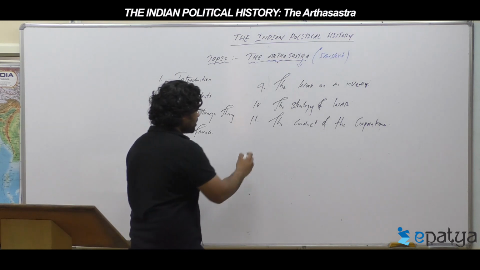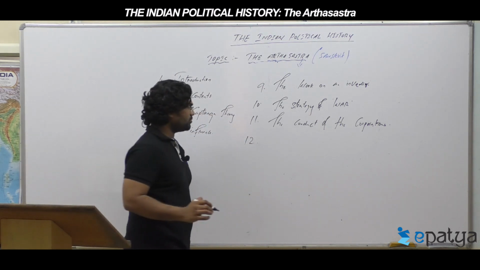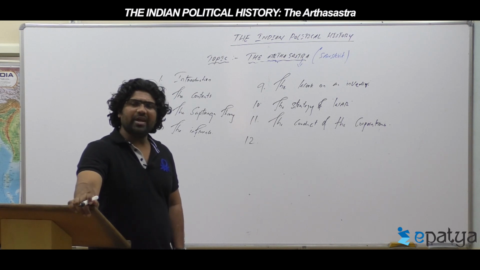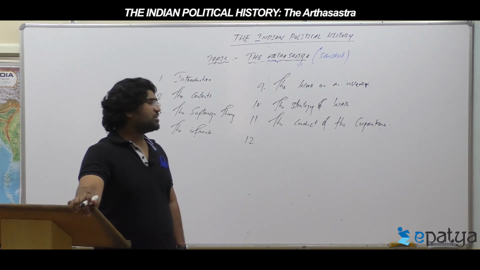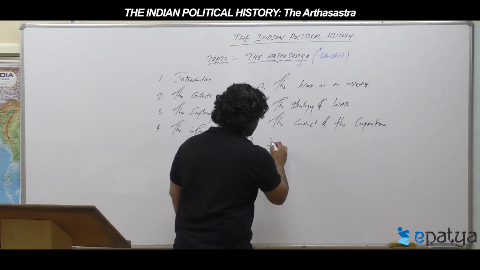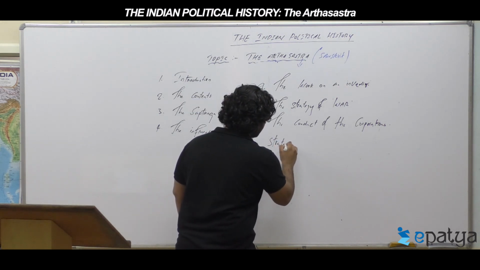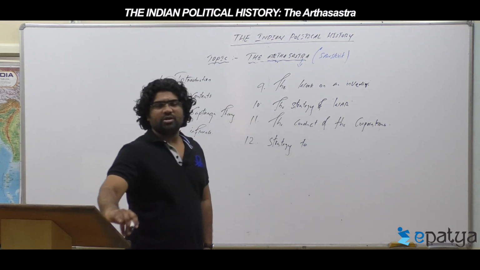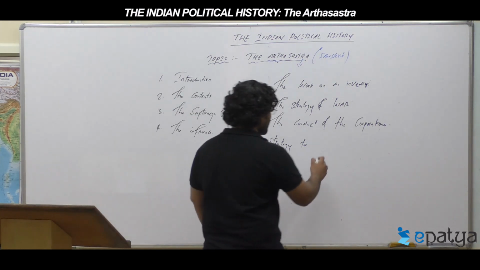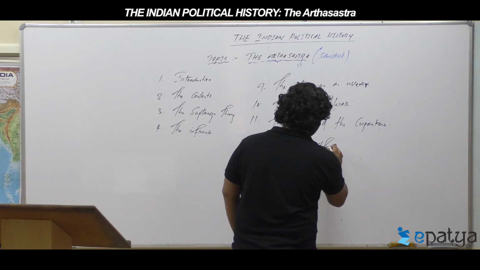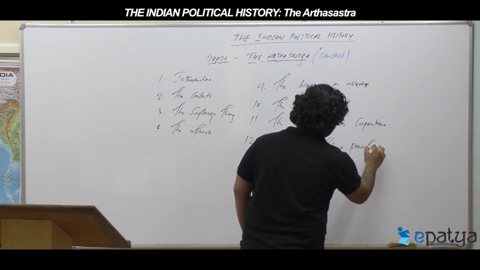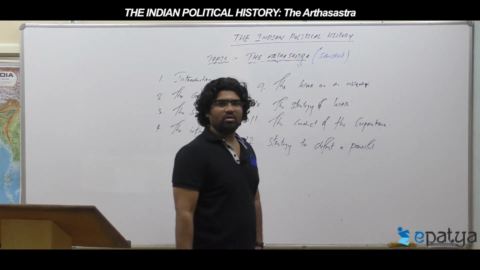Chapter 12 speaks about how to attack a powerful enemy. So it speaks about strategy. Strategy to defeat a powerful king.